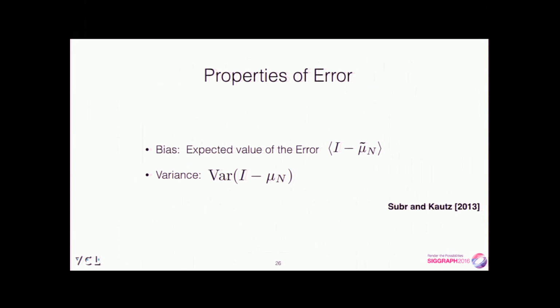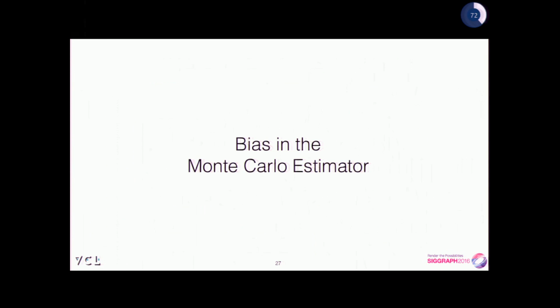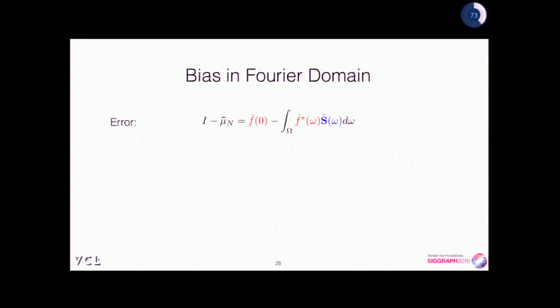The variance is nothing but, take the difference and you calculate the variance. Right? Remember again, mu is a random variable, I minus mu is a random variable. You can take expectation as well as variance. Now let's look only at bias.